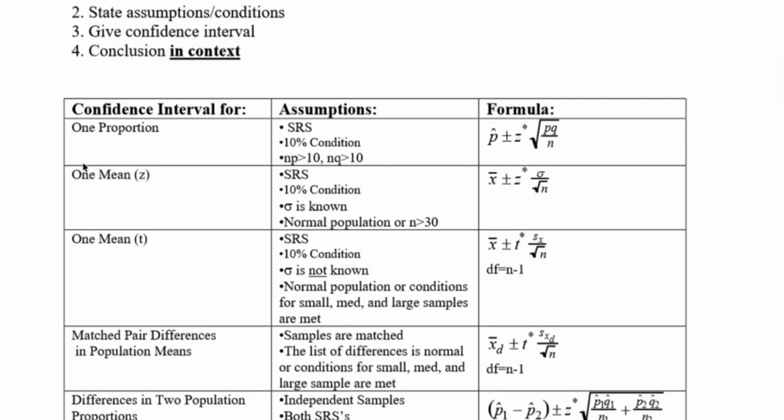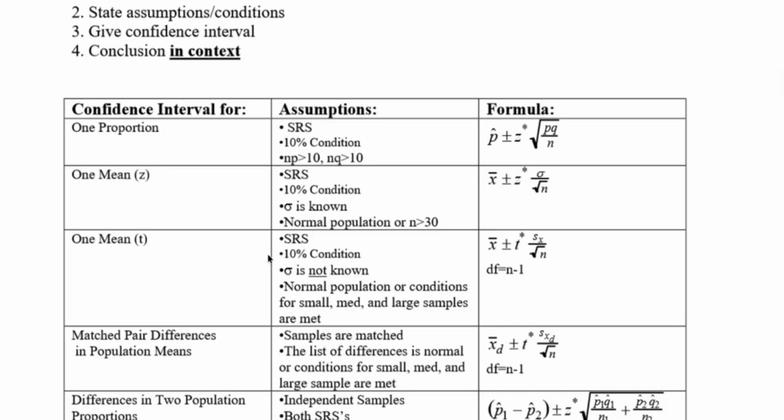So confidence interval for one proportion, the assumptions are SRS, 10% rule, np greater than 10, nq greater than 10. The formula we're using is right here, p hat plus or minus z star times square root of pq over n. One mean, or z, is SRS, 10% condition, standard deviation is known, normal population, or n is greater than 30. We're going to use x bar plus or minus z star times standard deviation over square root of n.